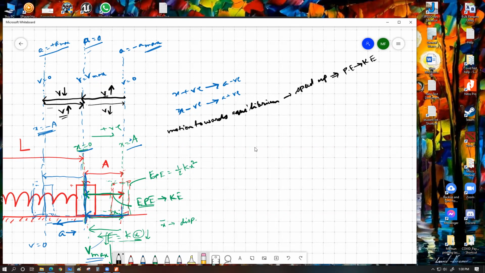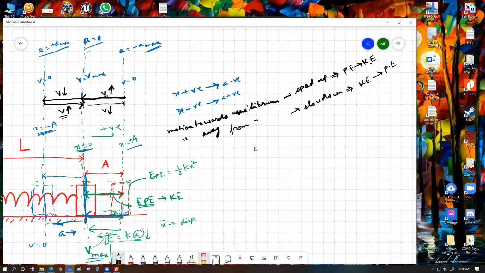For other oscillation cases, we can have electrostatic potential energy. We can have gravitational potential energy for a simple pendulum, or maybe for a vertical spring. So you will have some sort of potential energy that will be converted to kinetic energy of the object. And whenever there is motion away from the equilibrium, towards the extreme position, that would be slow down, which would lead to kinetic energy of the object slowly getting converted to potential energy.